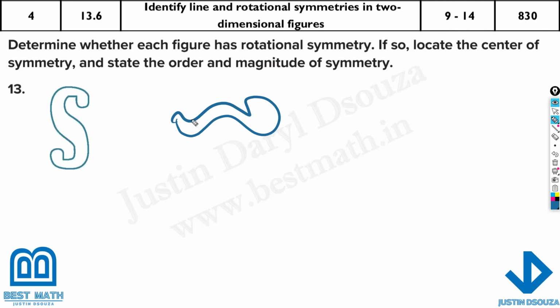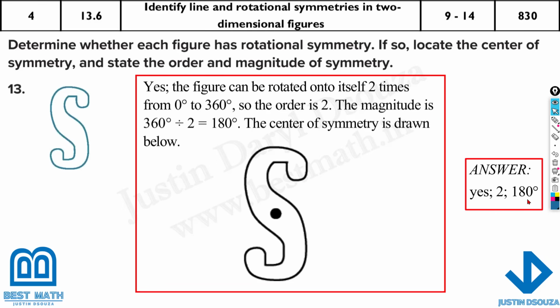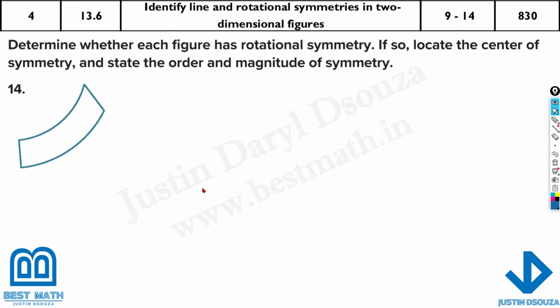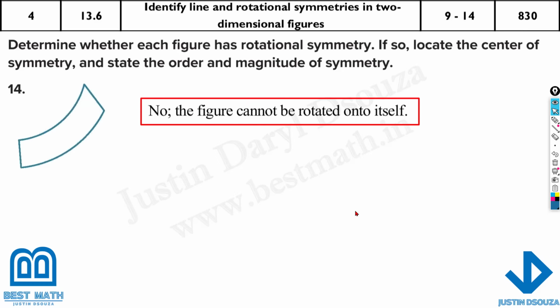This is not possible. We need to have the original shape itself. So that will require 180 degrees, or 2 times, that's possible. So it should be 180 degrees. And this one, no. You cannot, right? Because when you turn it, it should require 360 degrees to come back to this original position. So this is the answer.